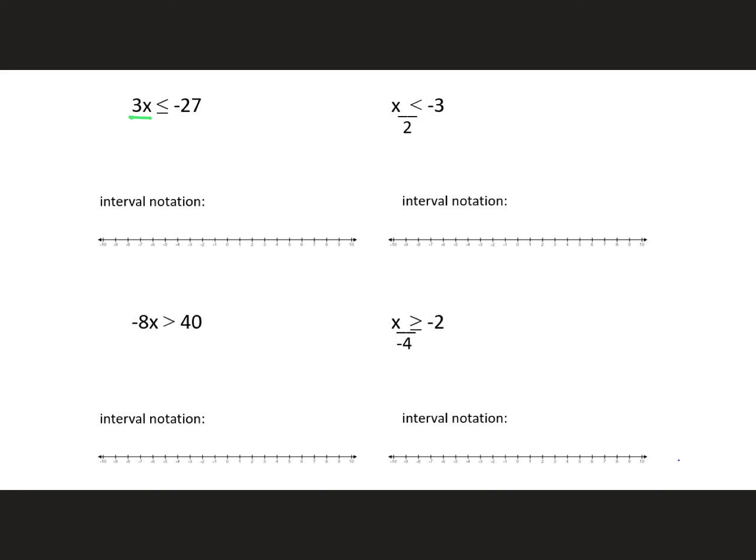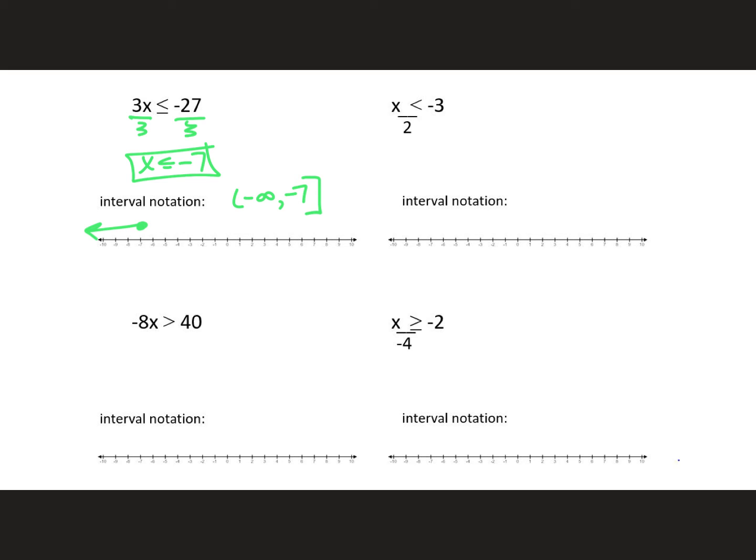Next up, here we would just have to divide by 3. We get x is less than or equal to -7. So when I graph, I go to -7, closed circle, pointing to the left, and the interval would be negative infinity to -7.